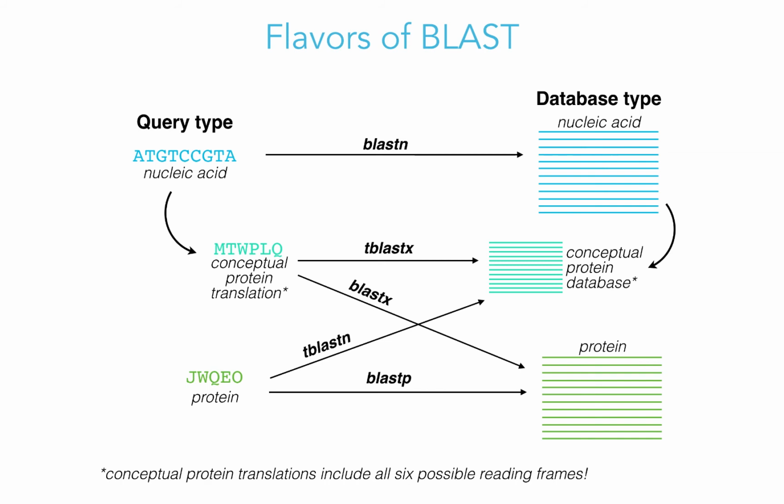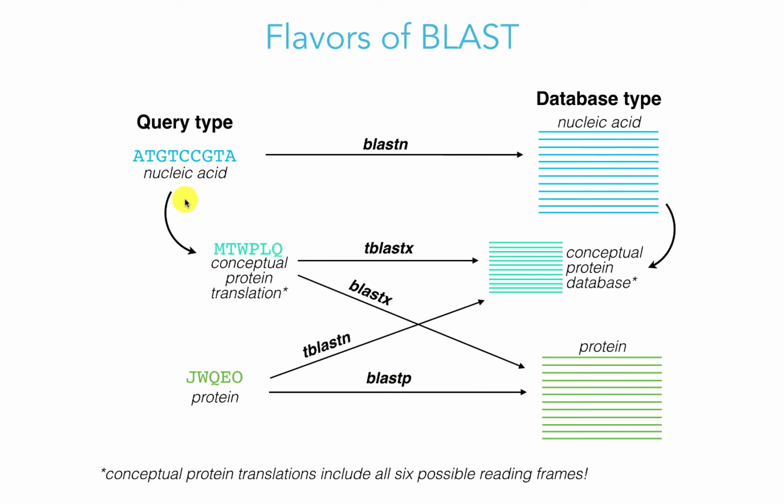There are lots of different flavors of BLAST. It all depends what type of data you're starting with and what type of data you want to look at, so the database type. So if you're starting with nucleic acid data and you're looking at a nucleic acid database, you would use BLASTN, N for nucleic acid. If you're starting with protein data, whether it's explicit, you have the amino acid sequence, well then you could use TBLASTN if you're going to a nucleotide database. You could go to another protein database using BLASTP.